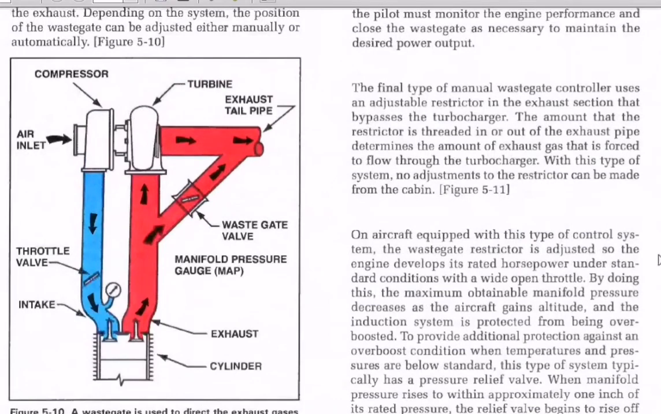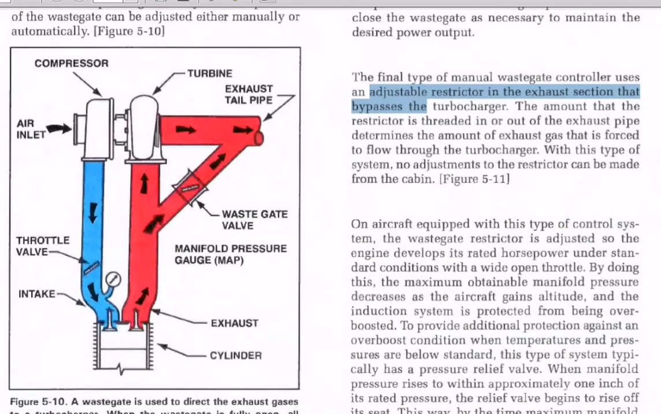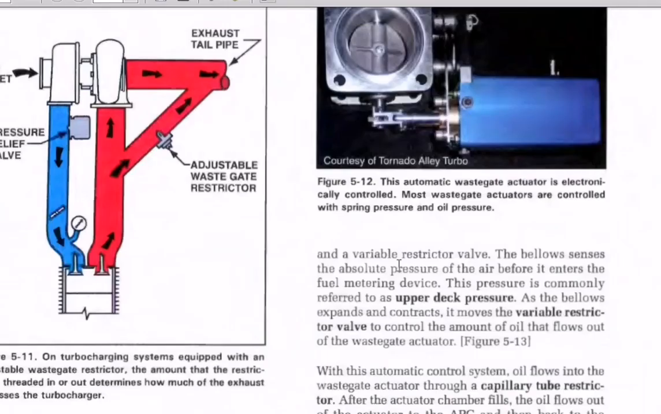Before we go for the automatic, the final type of manual wastegate controller is using the adjustable restrictor. So nampak ni figure yang bawah ni, figure 5.11 ni. You nampak adjustable wastegate ni? Ha, nampak dia tak ada perubahan. Dia cuma diubah pakai screwdriver. So this is fixed. It cannot be changed or controlled by the pilot. It has to be changed or adjusted only on ground by the mechanic.